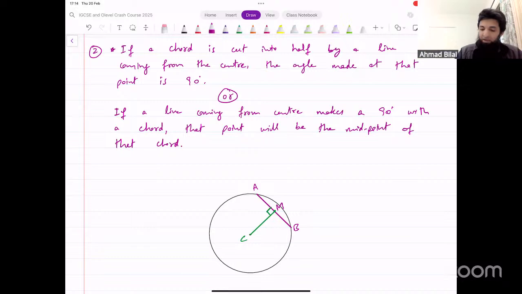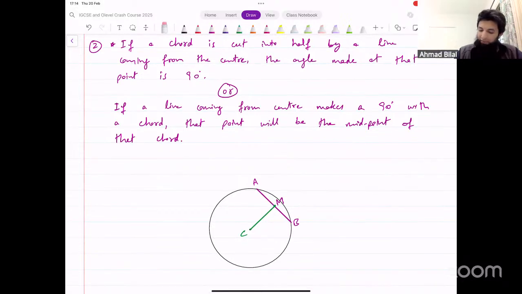Now let me explain it using this diagram. If you know that the angle that this line is making with the chord is 90 degrees, then you know for sure that these two sides are equal to each other. And the other way around, if you know that these sides are equal to each other, then the angle made is 90, right? So if you know one thing, it implies the other. The other also has to be true.